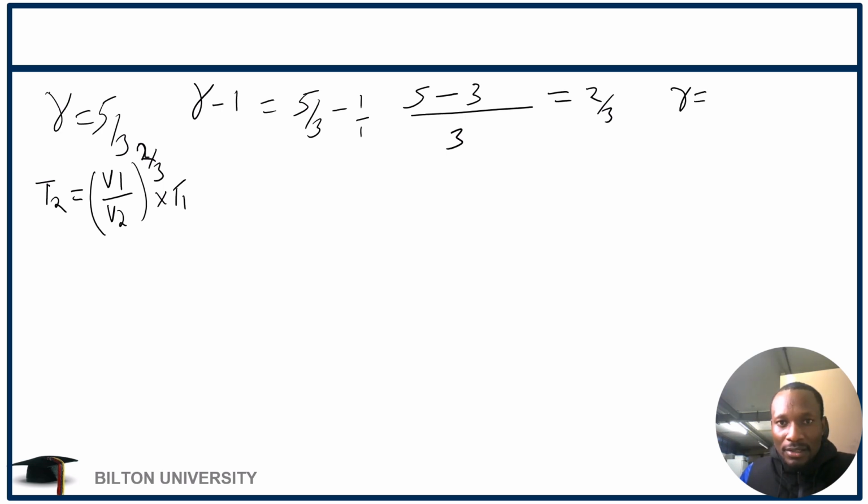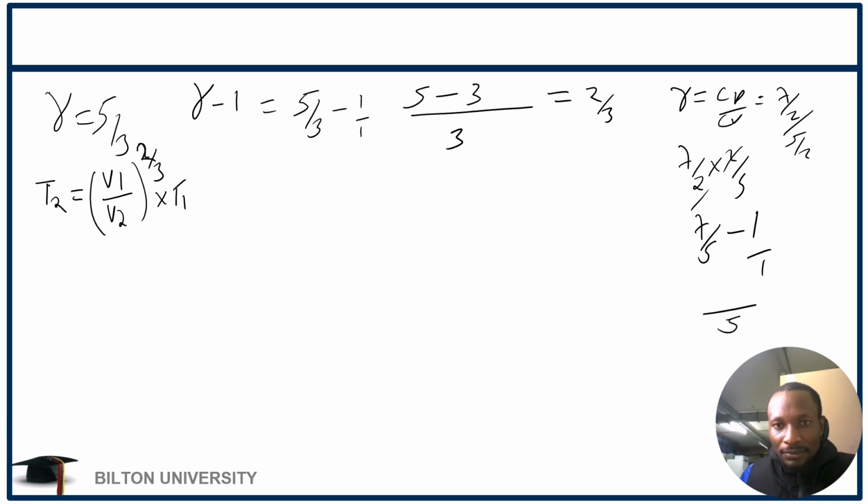And for diatomic gas, gamma is equal to Cp over Cv, and that's going to be 7 over 2 over 5 over 2, and that will be 7 over 2 times 2 over 5, so it's going to be 7 over 5 minus 1. The common denominator is 5, so 5 goes into 5 once, 1 times 7 is 7, and 5 times 1 is 5, so it's going to be 2 over 5. So for diatomic gas, gamma minus 1 is equal to 2 over 5, and 2 over 5 is 0.4.